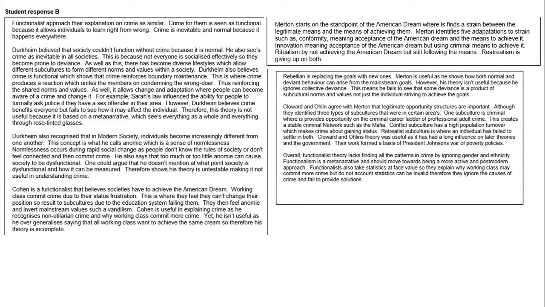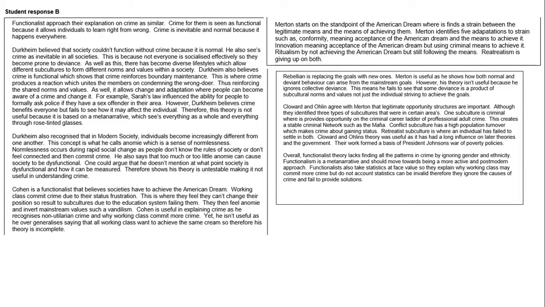We have something about Durkheim there. We have a little bit towards the end of the paragraph which says, however, Durkheim believes crime benefits everyone but fails to see how it may affect the individual. Therefore, this theory is not useful because it's based on a meta-narrative. So there's a little bit of what we remember we said about your three strands of your analysis of each theory. There's a little bit of what we call internal criticism at the end of that first paragraph there by criticizing Durkheim particularly.